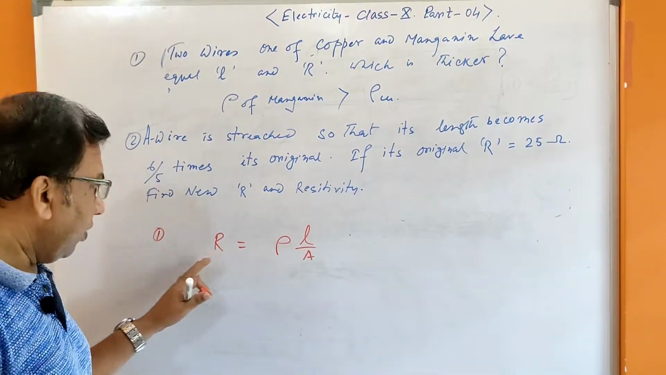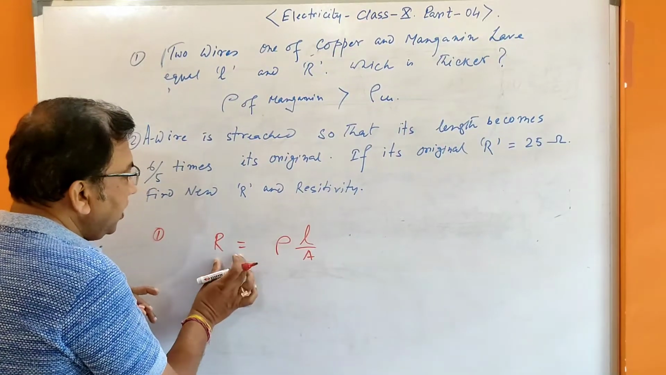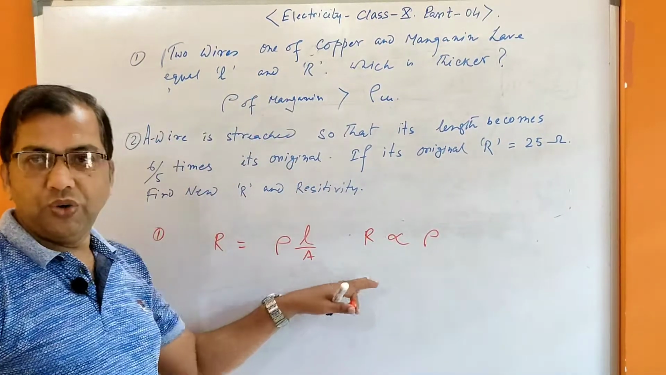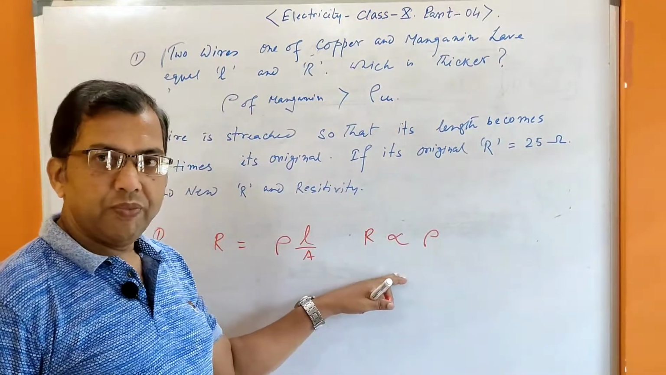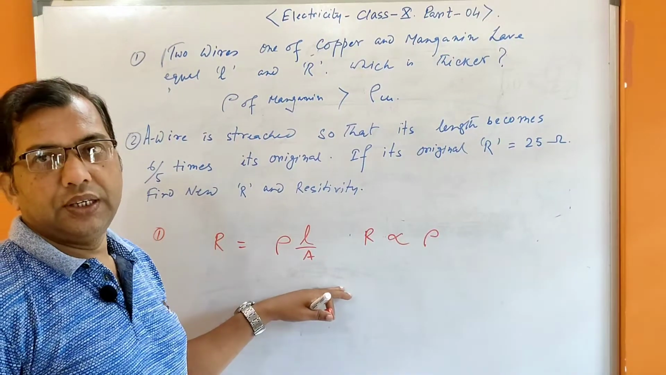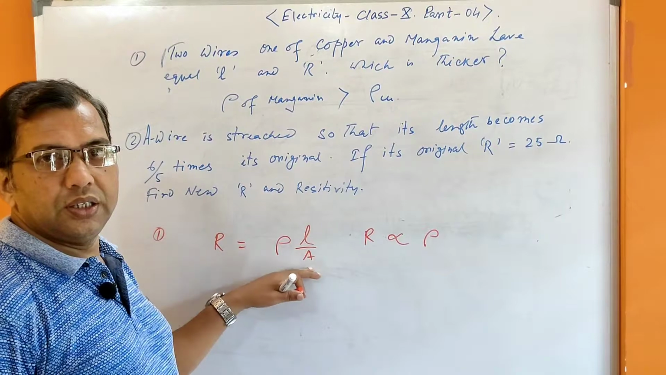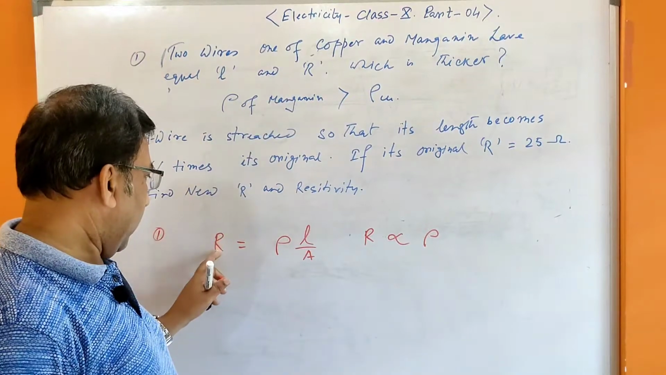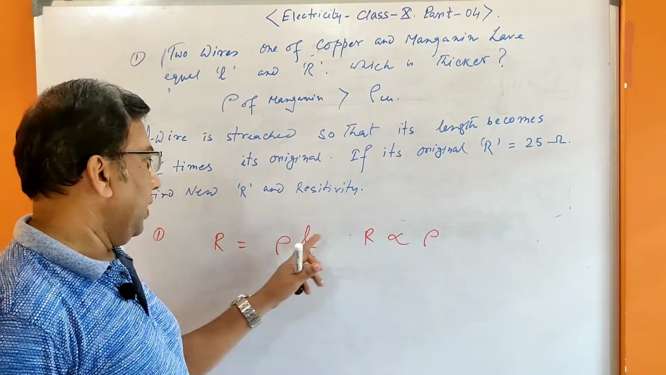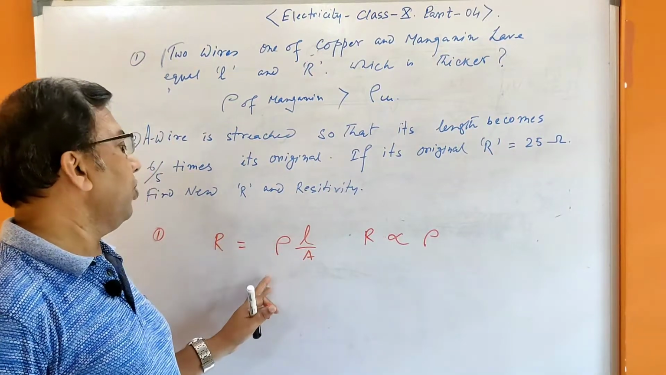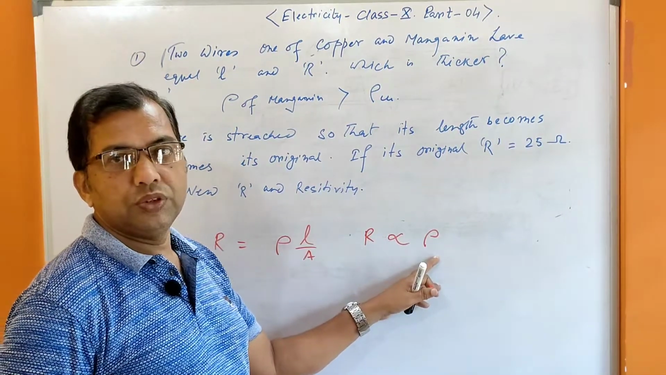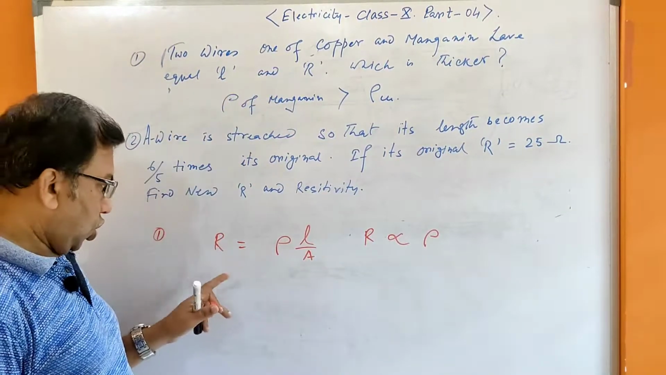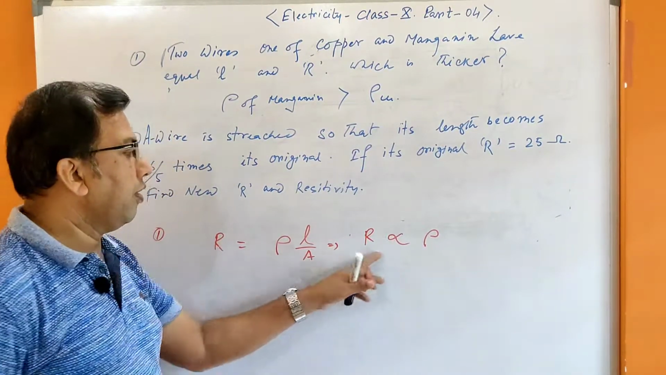L and A are the same here. That means this and this are the same. What we know is that R varies as rho. You clear? Because here the length and R are given equal. So we can write here that R varies as rho.